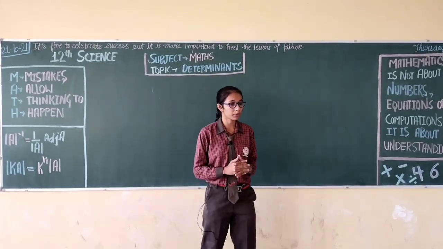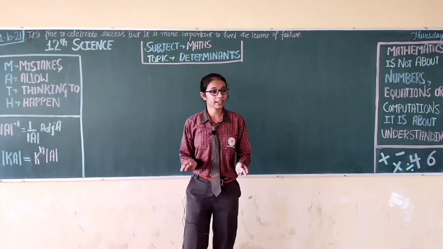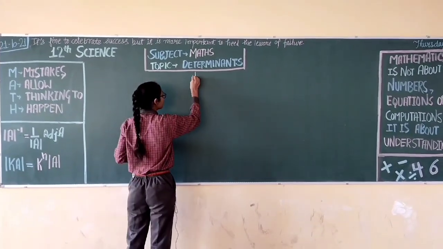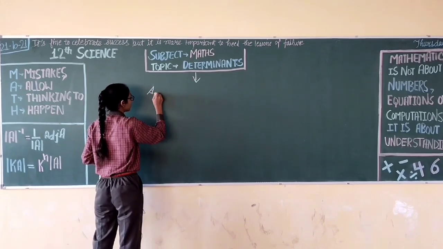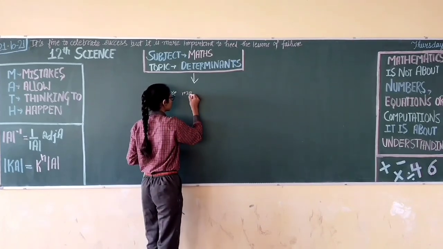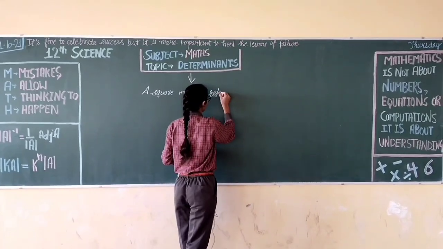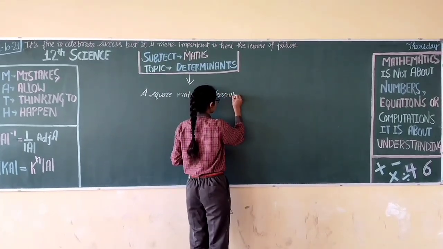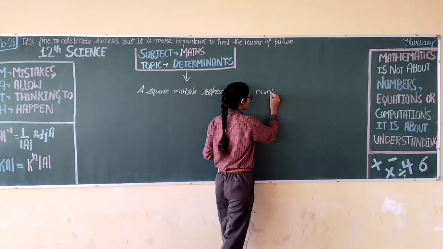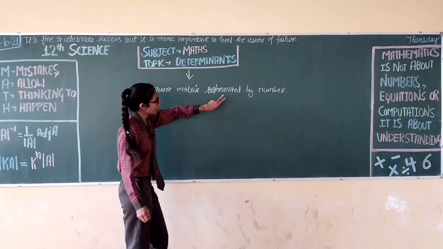So let's start with our topic, and our topic is determinant. Firstly, we should know what a determinant is. What is a determinant? It is a square matrix represented by a number.